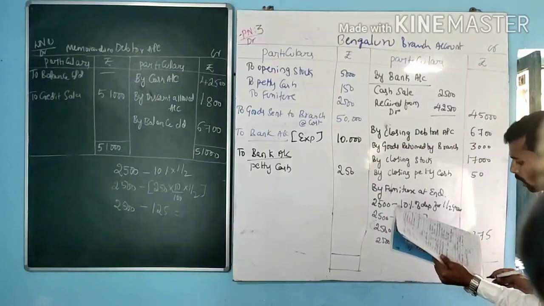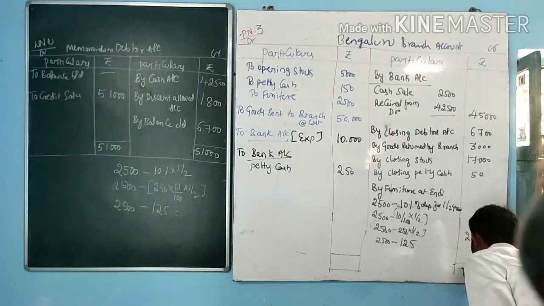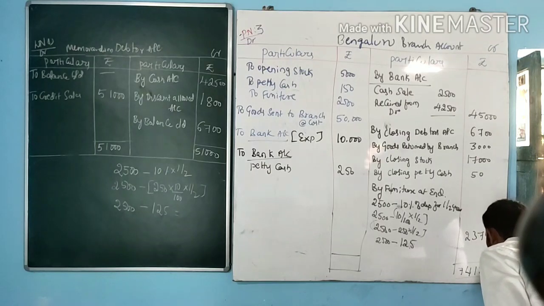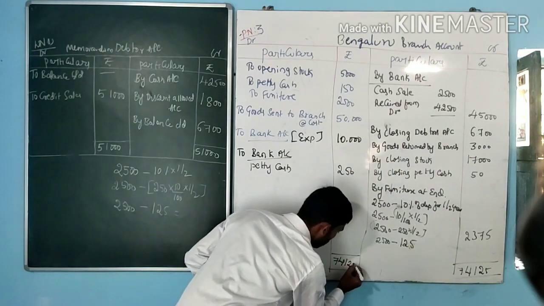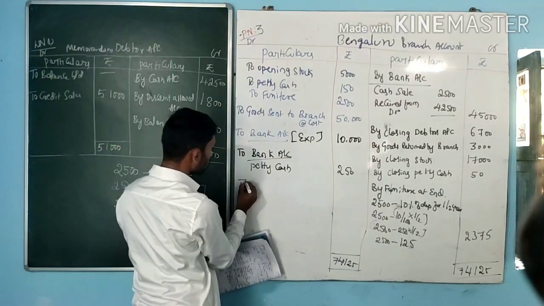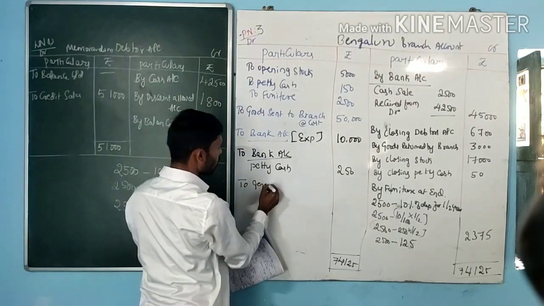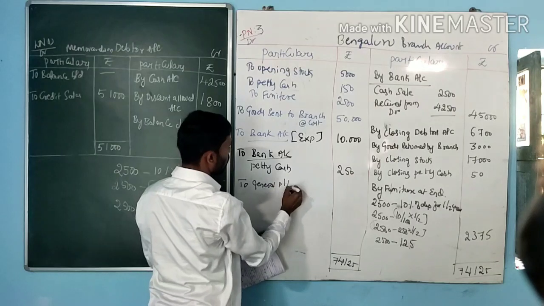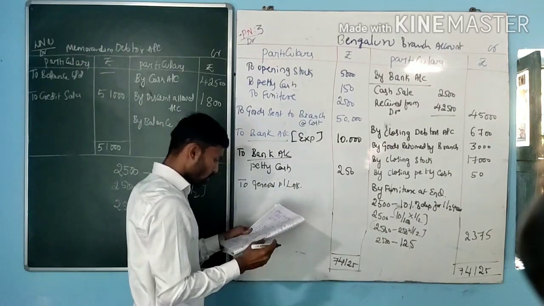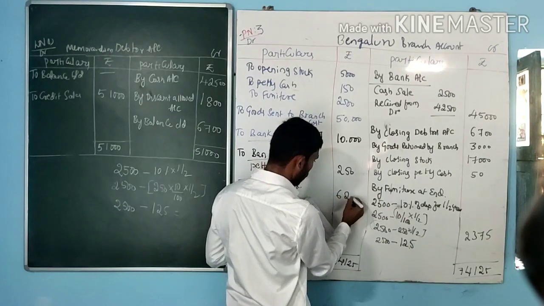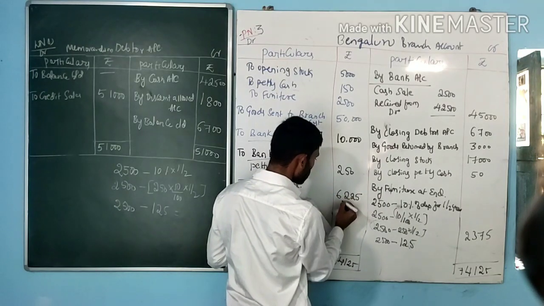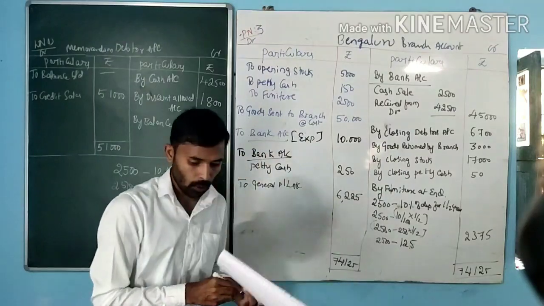Credit side, the total amount is 74,125. The balance amount goes to general P&L account. Amount, that is 6,225 is profit. A very simple problem, right?